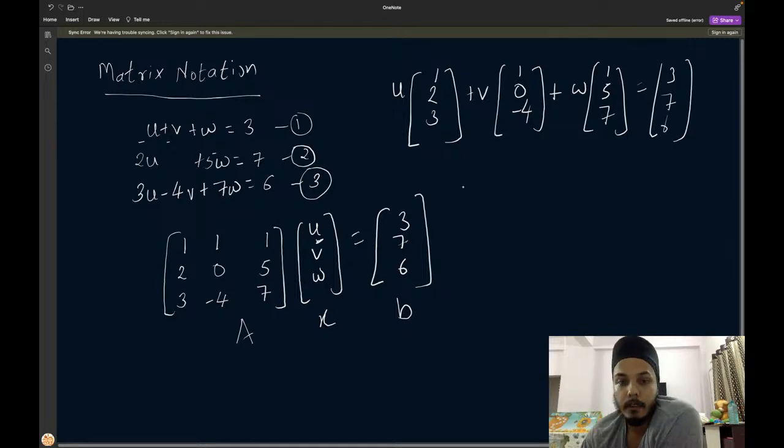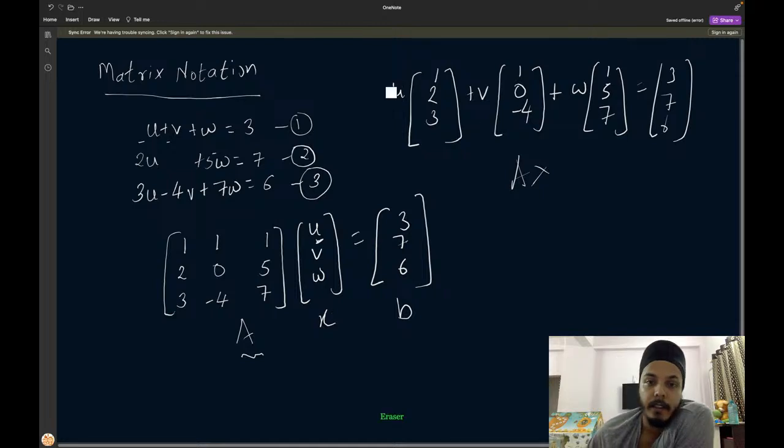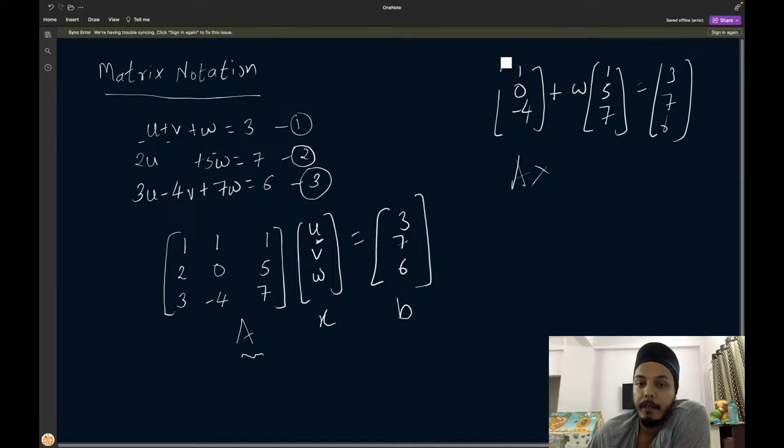So this is the column picture that we have seen in the previous lecture. So this Ax is nothing but a combination of columns of A with the variables in the x vector. So what we have done here is we have represented the matrix in the form of A, our variables in the form of x, and our right hand side in the form of b. But now the notation that is remaining is how do we represent each element of a matrix.